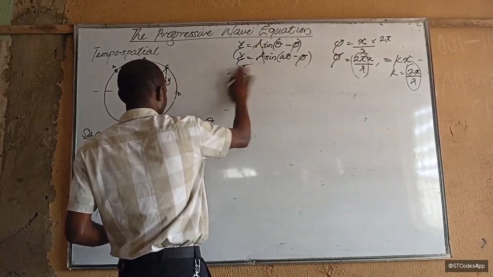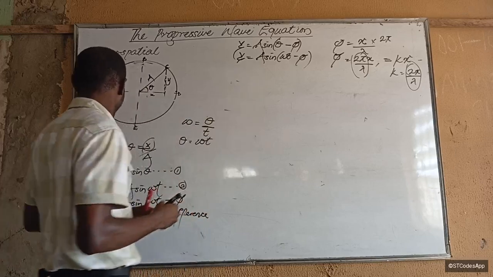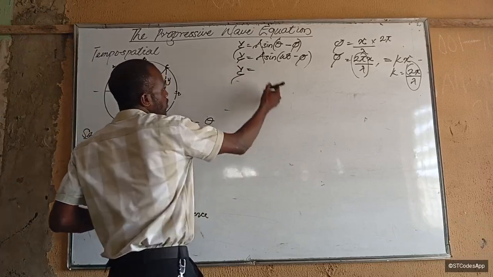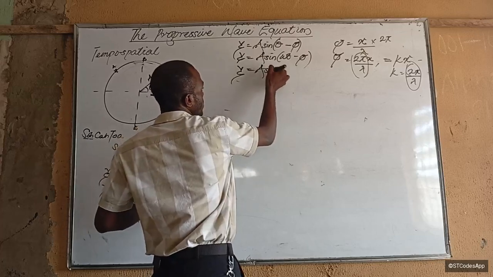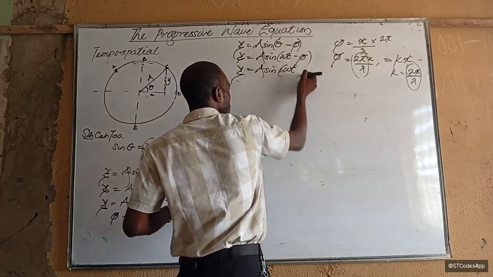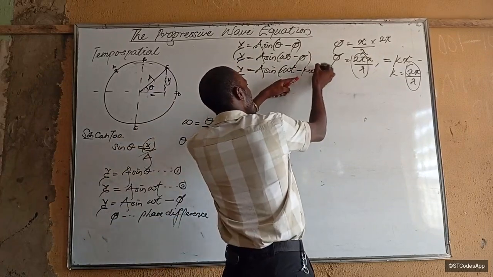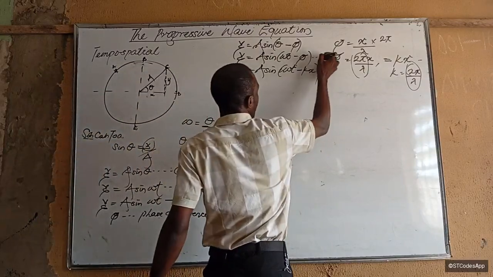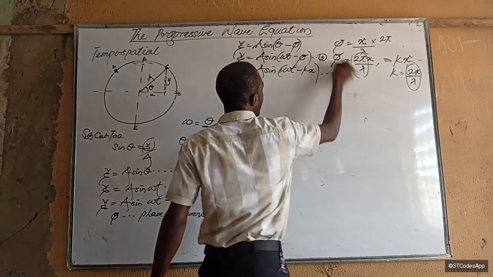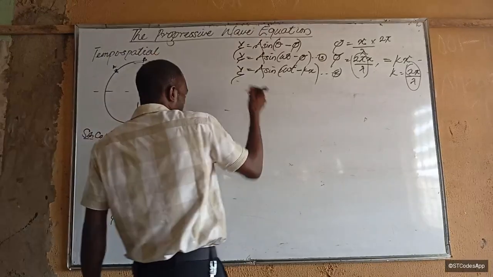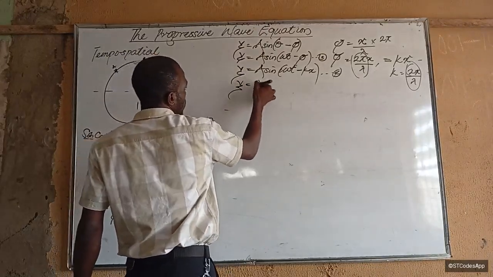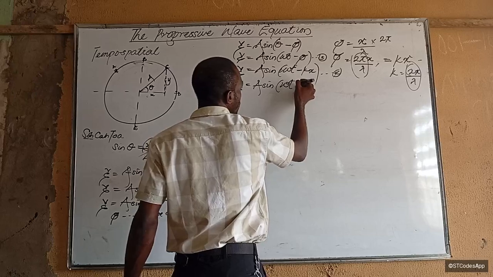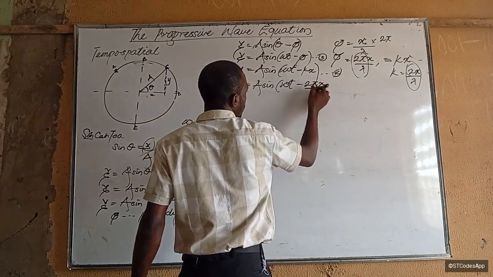How do I write y? Normal y now. Where is normal y? y is going to be equal to A sine of omega t minus kx. Remember this, we call this equation 2, let's call this equation 3, then this will be equation 4. Is that clear? Then I know that y will be equal to A sine of omega t minus 2 pi x over lambda.